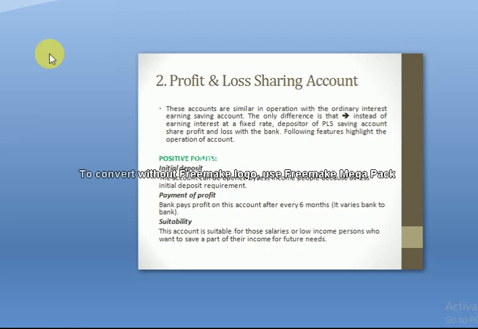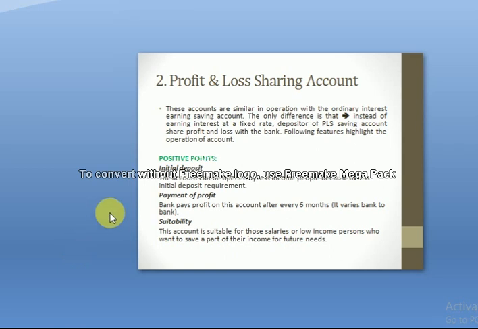The second one is the profit and loss sharing account. As its name indicates, profit and loss sharing account. This account is also called P and L. P for profit, L for loss. Profit and loss sharing account.